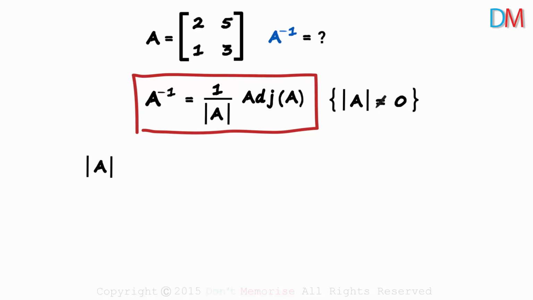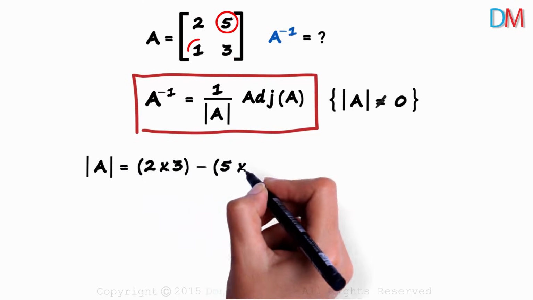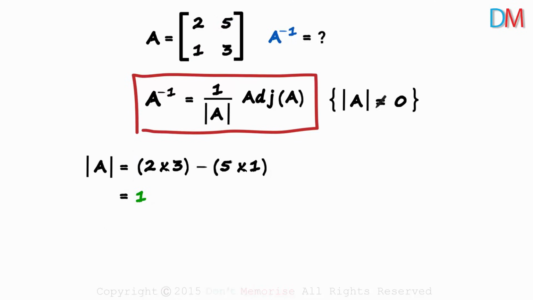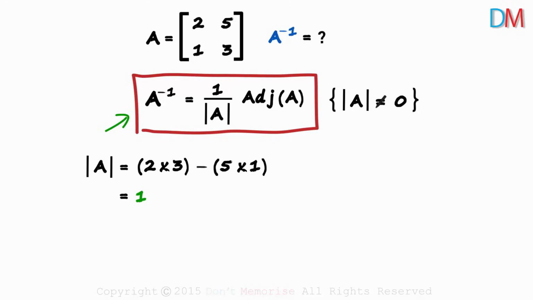What will be the determinant? It will be 2 times 3 minus 5 times 1. 6 minus 5 is 1. The determinant of A is non-zero. Matrix A is non-singular. So this formula will work.